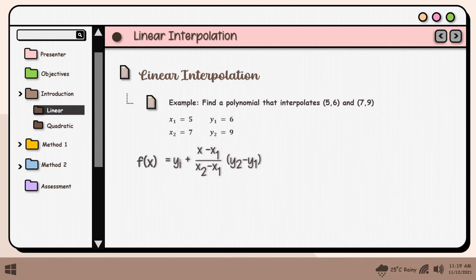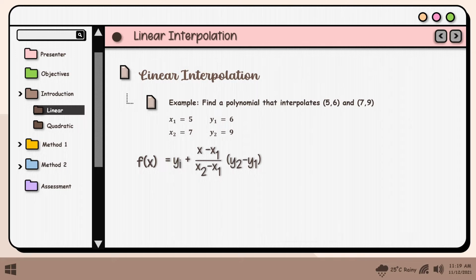To understand it even more, let's have an example. Let's find a polynomial that interpolates the points (5, 6) and (7, 9). In linear interpolation, we need at least two sets of points. Now, our x sub 1 is equal to 5, our y sub 1 is equal to 6, x sub 2 is equal to 7, and our y sub 2 is equal to 9.